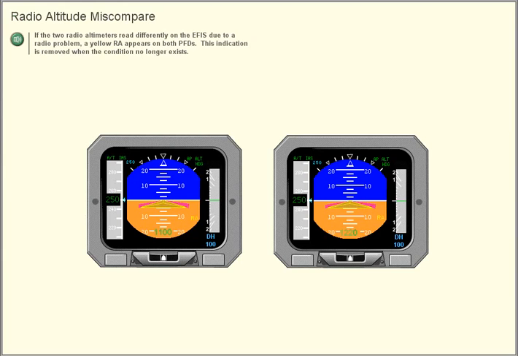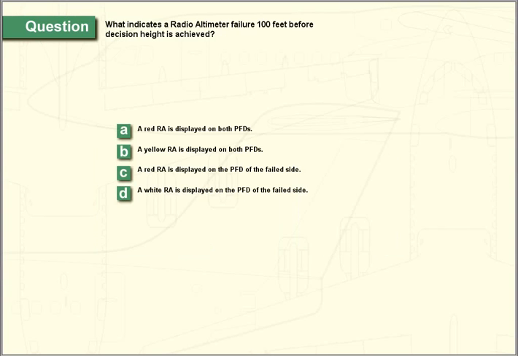Radio altitude miscompare. If the two radio altimeters read differently on the EFIS due to a radio problem, a yellow RA appears on both PFDs. This indication is removed when the condition no longer exists.